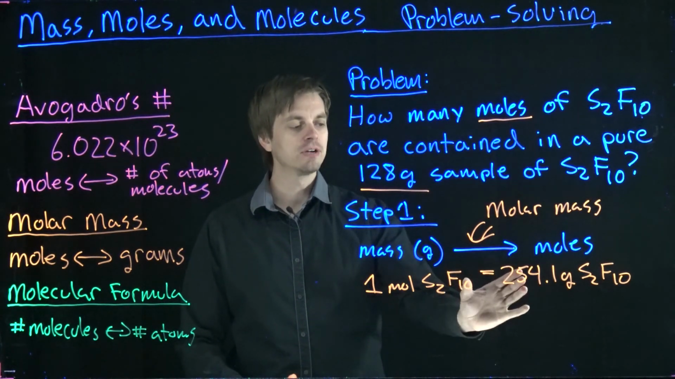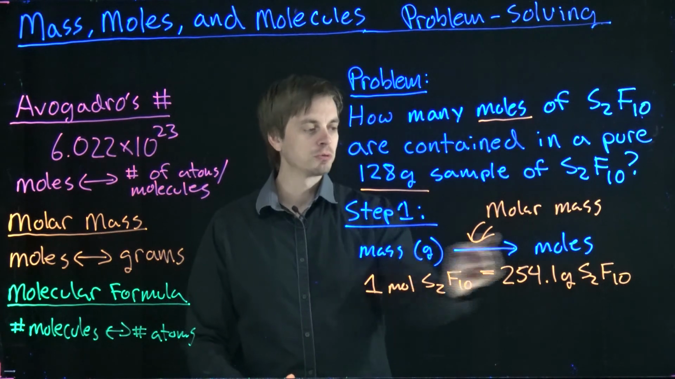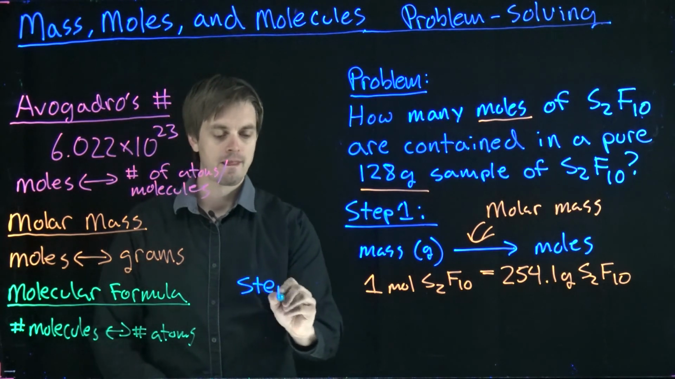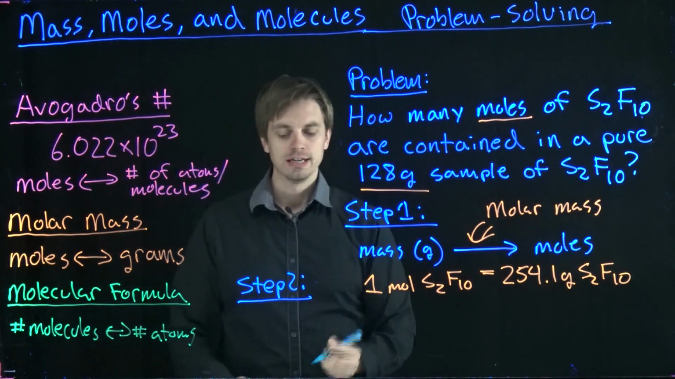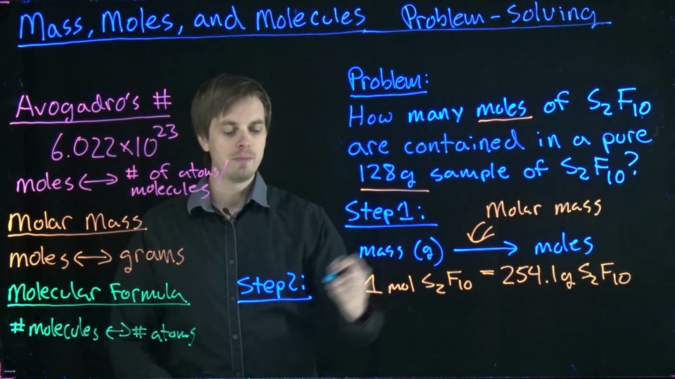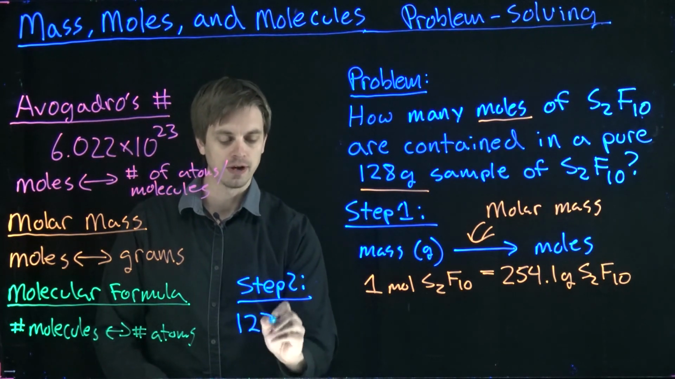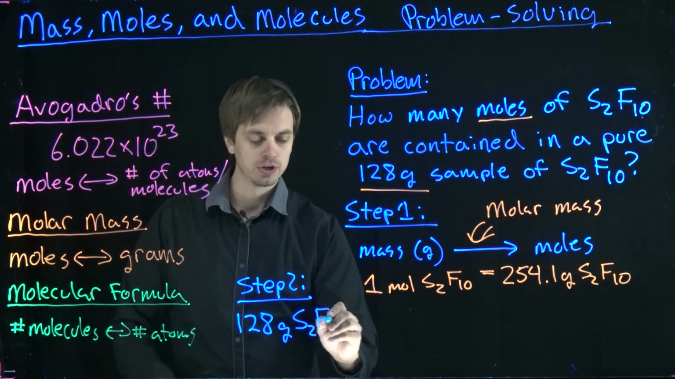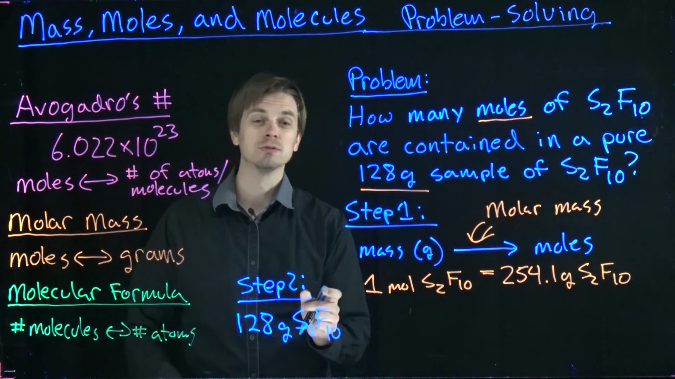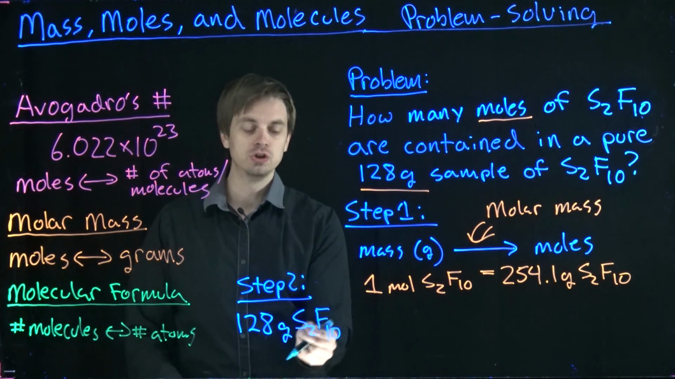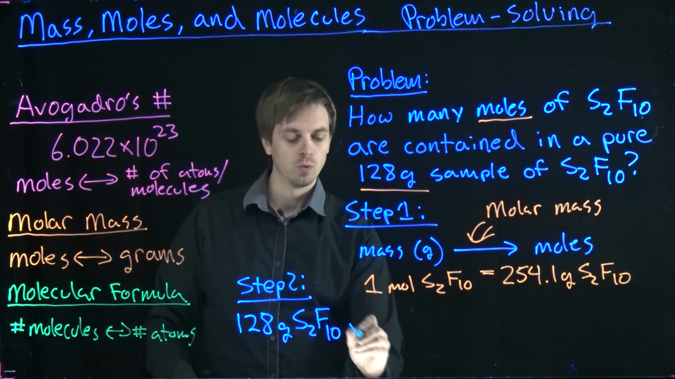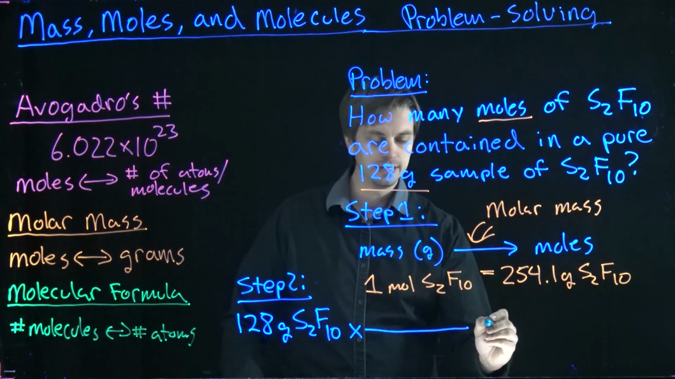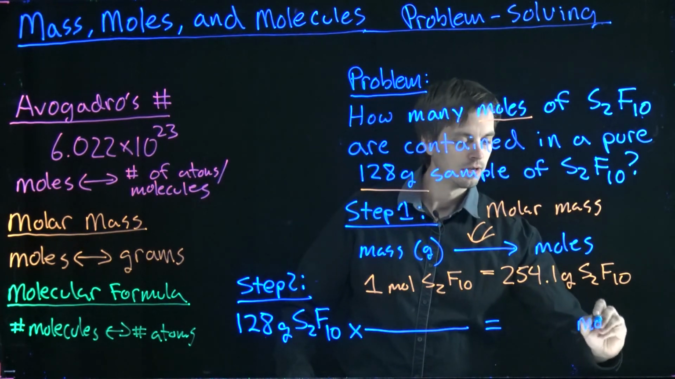So now we have the conversion factor we need, and we know where we're starting and where we're ending up, so we're all set to do our final step. Step 2: we're going to start off with our mass, but this time we plug in the actual numerical value, 128 grams. And notice I'm always careful to write not just grams, but grams of what, so grams of S2F10 in this case. Now, we need to convert this amount in grams ultimately to some amount in moles.